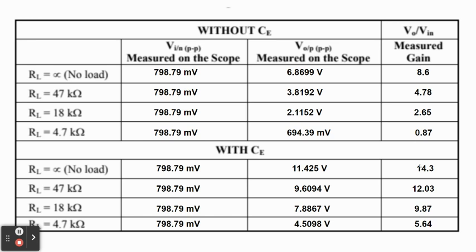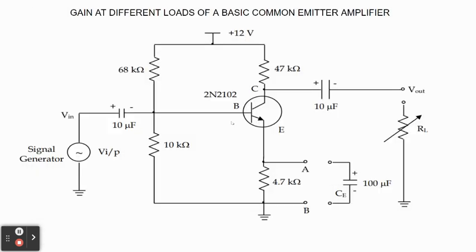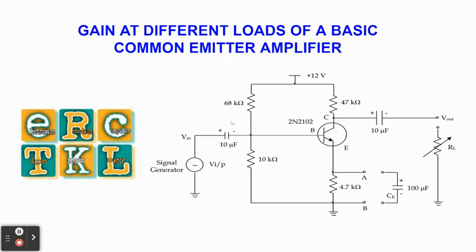Accordingly, the voltage gain also increased compared with the one without the CE. So from a gain of 8.6, it now becomes 14.3, and so on. So it clearly shows that the usage of the CE across the resistor connected on the emitter will definitely increase the gain. So there you have it. This is the result of the gain at different loads of a basic common emitter amplifier.